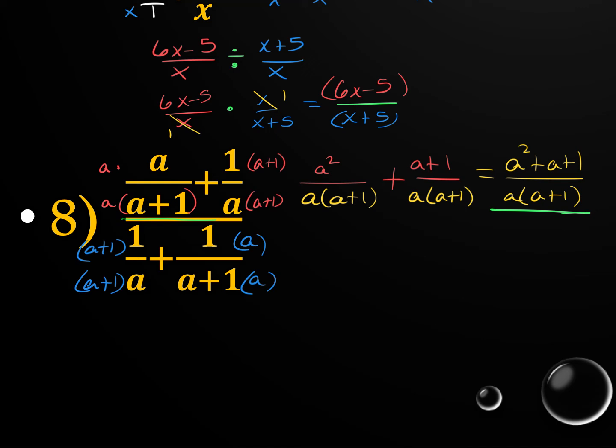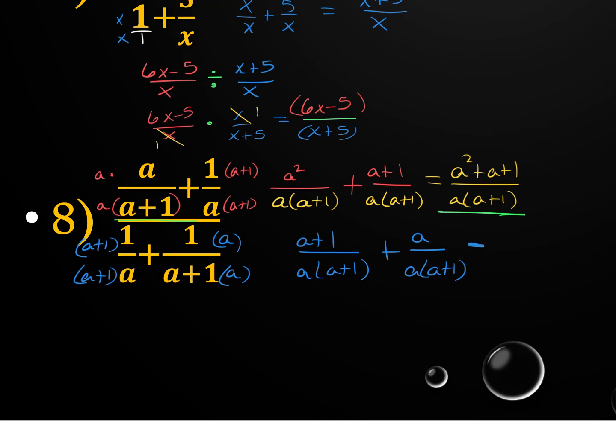So for the first one, we're going to do a plus 1 times 1 is just a plus 1. And then it's got the common denominator now. And then plus, and then a times 1 is just a. And then over the common denominator. And now I need to combine my numerator. And then now what's underneath here is going to be 2a.